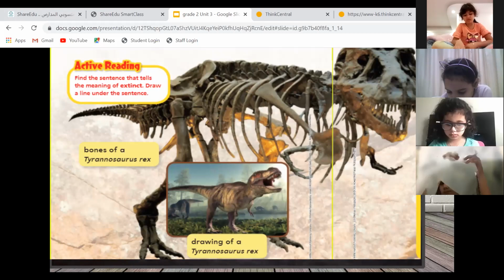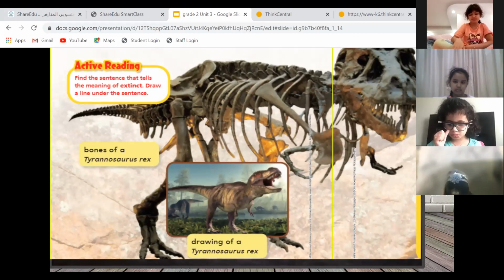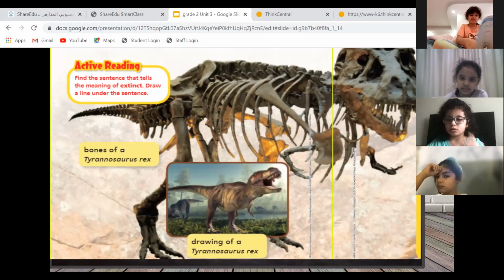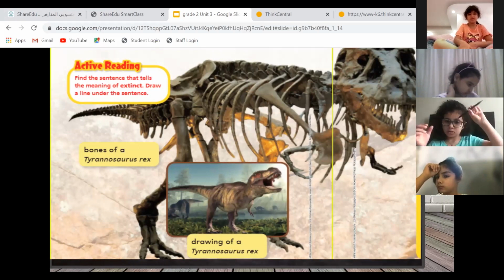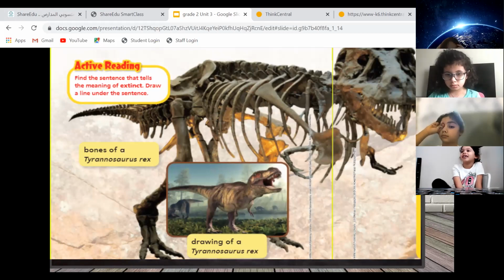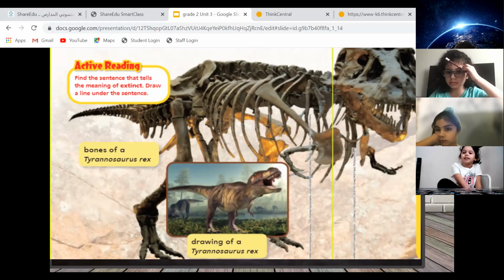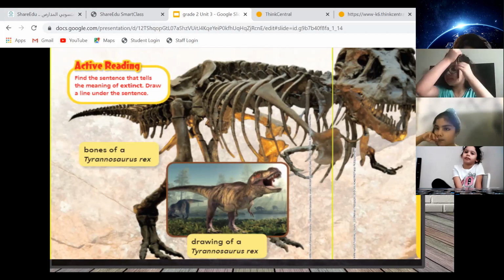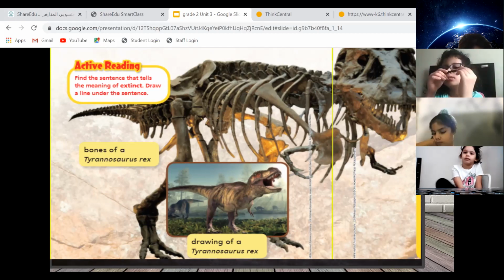What is this dinosaur? Do you know the name of it? Batul, can you read the name? What is this dinosaur? This dinosaur is what? The big one is the skeleton, and the one down there is the drawing of the same dinosaur. It is the same dinosaur.